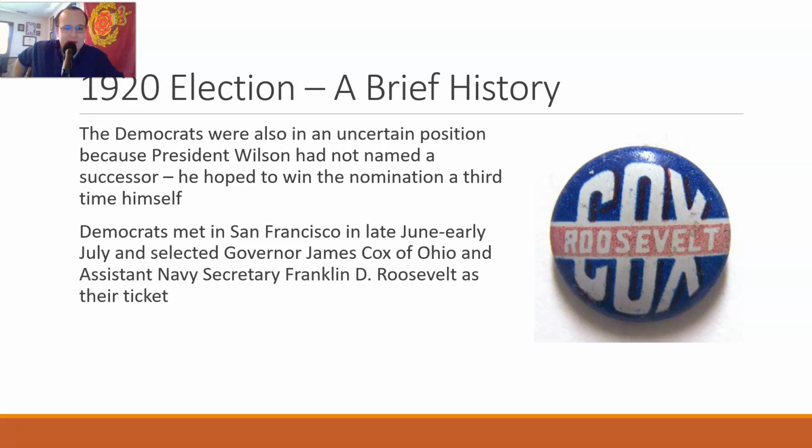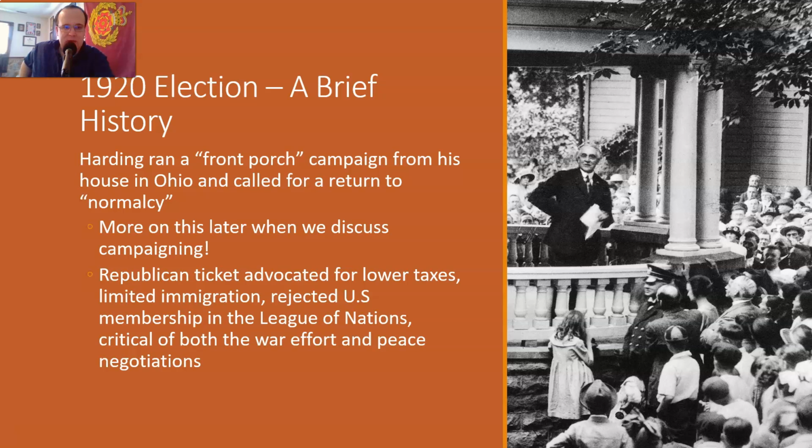But the Democrats held their convention in San Francisco in late June, early July. They selected Governor Cox of Ohio, and then Assistant Navy Secretary Franklin D. Roosevelt as their ticket. There's their campaign button. So Cox, Roosevelt, Harding, Coolidge. That was what we were looking at in 1920.